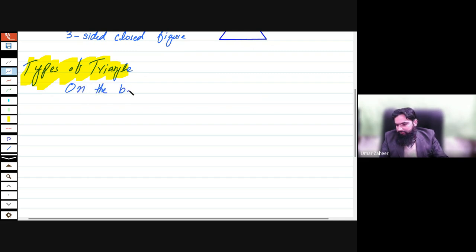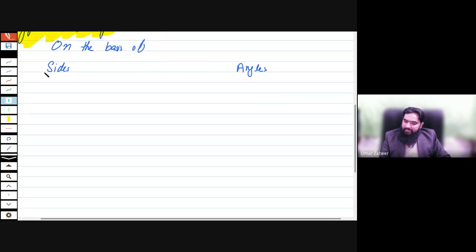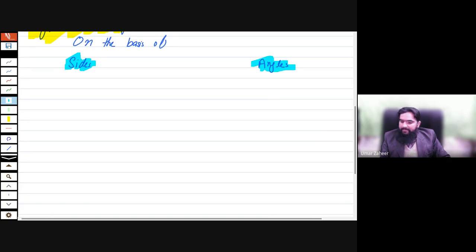on the basis of their sides and on the basis of their angles. Okay, we are going to categorize the types of triangle into two bases. The first one on the basis of their side, that is scalene triangle. Scalene triangle. It is a triangle in which all the sides are different in length.